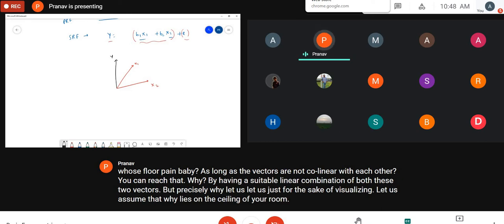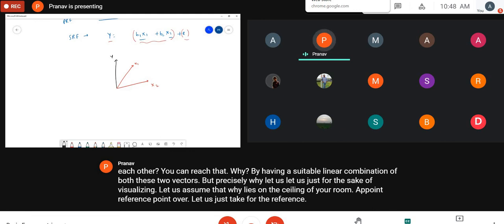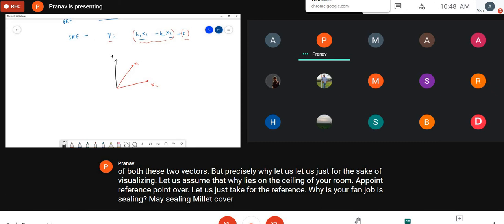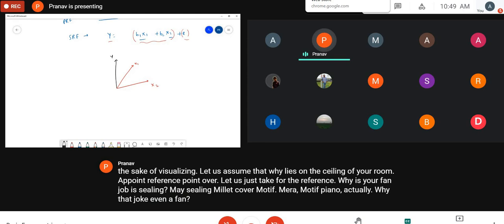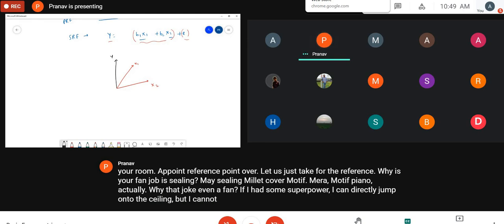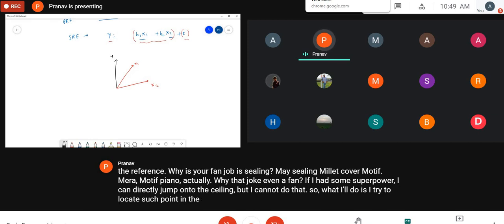कोई भी पॉइंट ले सकते हो, जो भी आपका रेफरेंस पॉइंट होगा. लेट अस जस्ट टेक फॉर द रेफरेंस y इज योर फैन जो आपके सीलिंग में लटका हुआ है. अब मेरा क्या है मोटिव? मेरा मोटिव क्या होना चाहिए कि मुझे तो एक्चुअली y तक पहुंचना है जो कि मेरा फैन है. If I had some superpower, I can directly jump onto the ceiling, but I cannot do that. So what I'll do is, I'll try to locate such point in the linear combination of the two vectors.